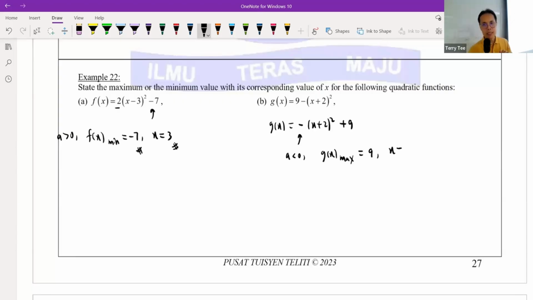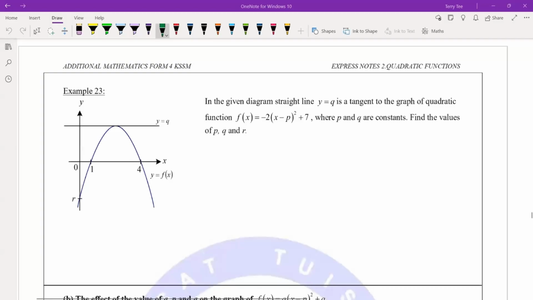When the one inside the bracket is 0, x is -2. So this is your vertex, and this is your corresponding value of x. So we have a graph of a quadratic function here.